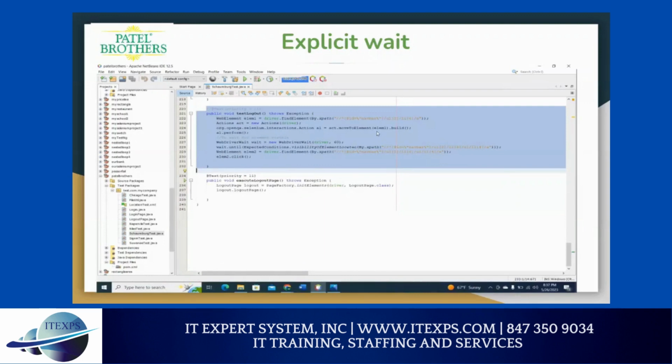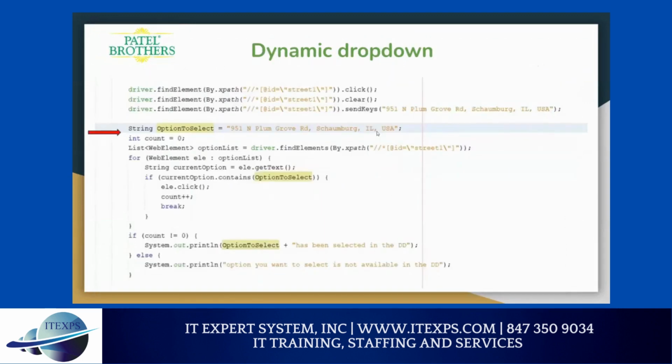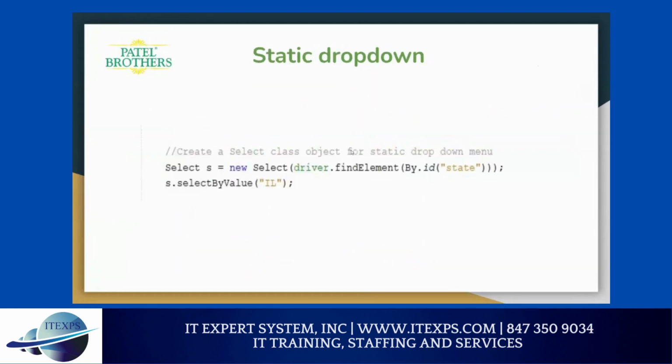And the next one is dynamic drop down. We have also done dynamic drop down where we are extracting the address. So we have used this code so that it will be easy for us. And then the next one is static drop down. We have used static drop down where we can select the state or similar items like this.